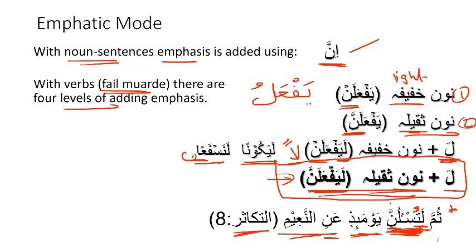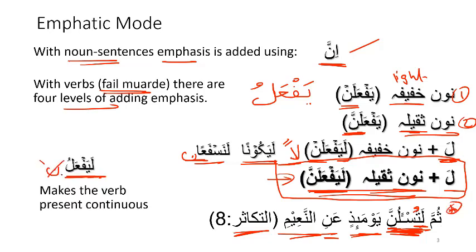So this is the key point to remember. Sometimes you will only have a lam at the start. So la yaf'alu, when we only have a lam at the start without any noon at the end, this makes the verb present continuous. So it means that the action is just happening. So he is doing. It doesn't add emphasis. It just adds continuity. So it makes the verb present continuous. But again, the one that we are going to focus on is la yaf'alanna.